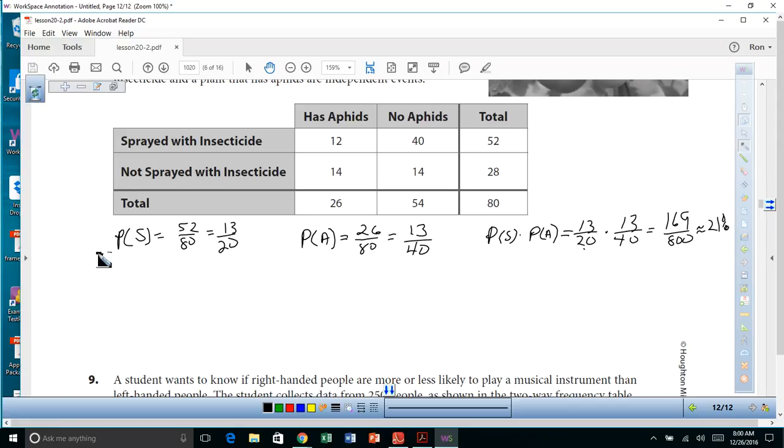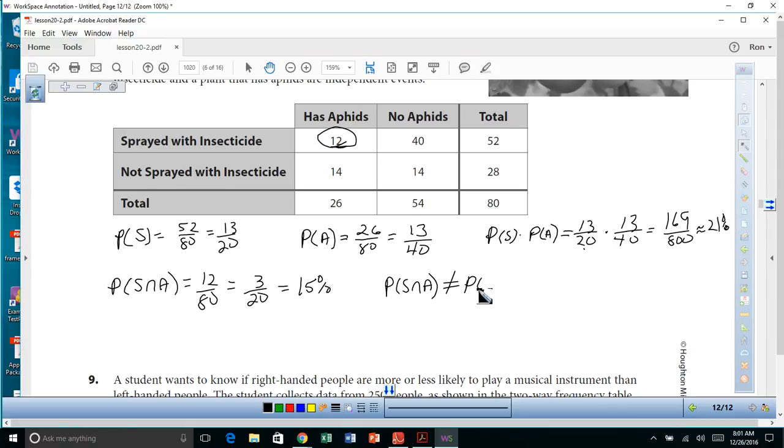Okay. Now the probability of spray intersection aphids. Sprayed with it and has aphids, that's going to be 12 over 80. I got that right there. 12 over 80, which is about 3 over 20, which is, I think, 15% here. So the probability of S intersection A does not equal the probability of S times the probability of A.